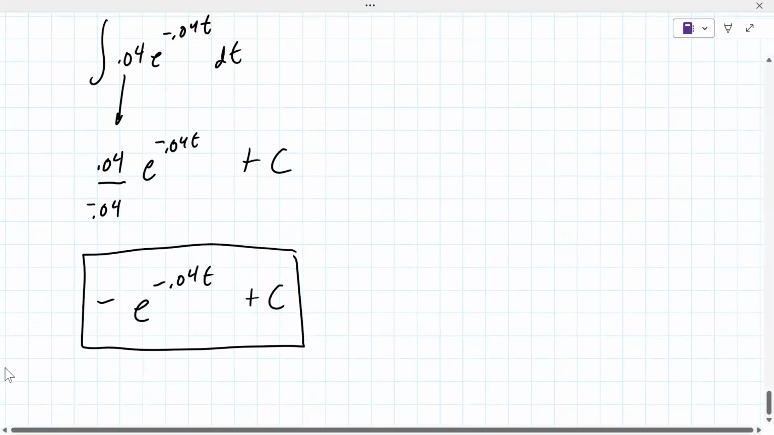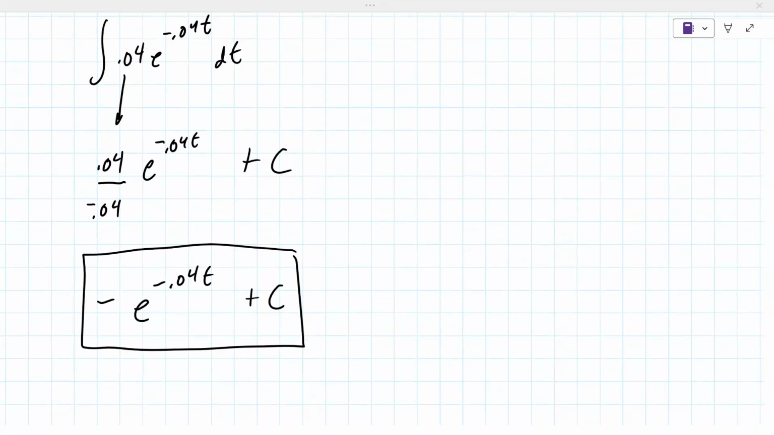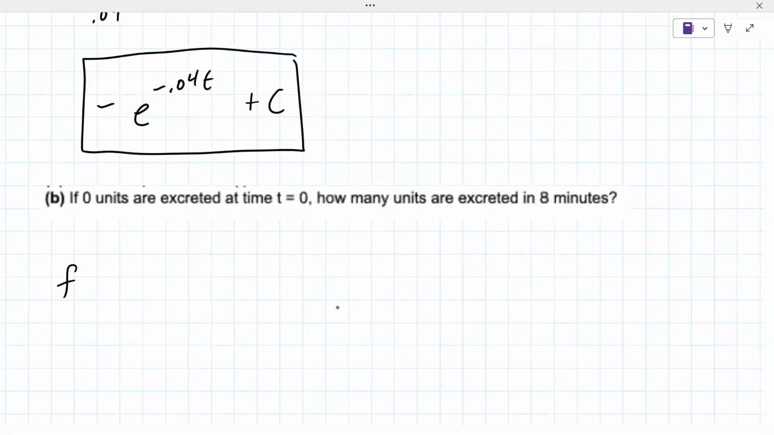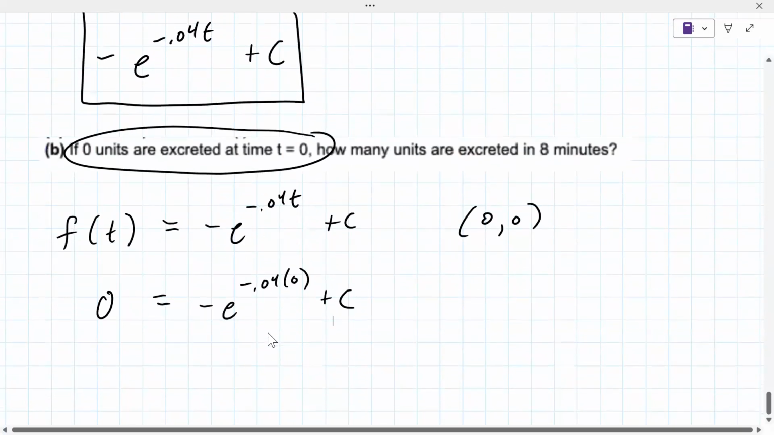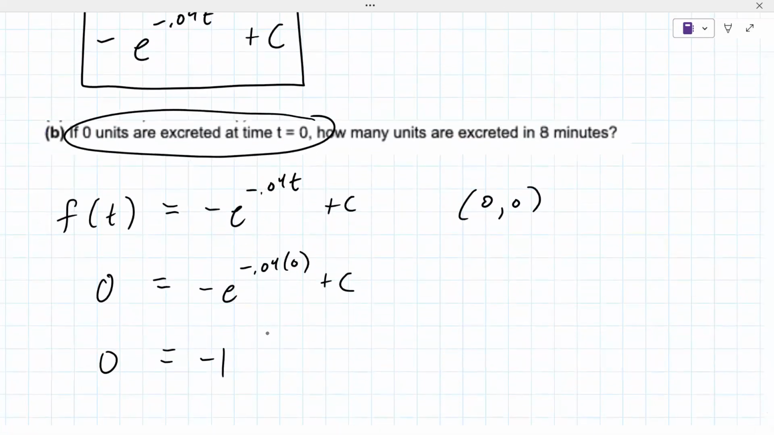Is that okay? Yeah. All right, now for part B, they give you a little bit more information to use here, which is kind of odd that they don't give you this for part A because you don't solve for the c. But they're telling you that 0, comma 0 is what's called your initial condition. So 0 equals minus e to the minus 0.04 times 0 plus c. e to the 0 power is 1. That negative in front remains. You can see that c equals 1. So c ends up being 1.